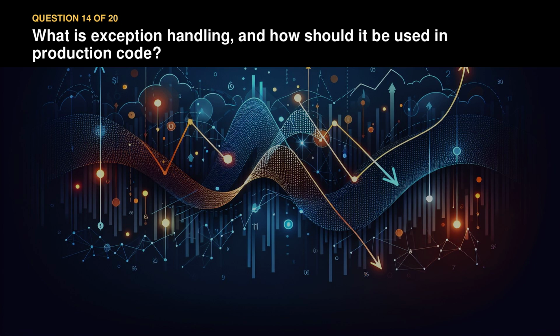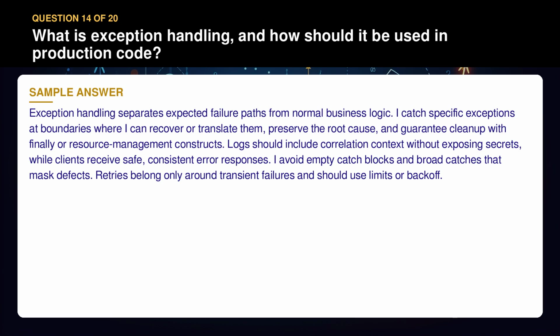Question 14. What is exception handling, and how should it be used in production code? Exception handling separates expected failure paths from normal business logic. I catch specific exceptions at boundaries where I can recover or translate them, preserve the root cause, and guarantee cleanup with finally or resource management constructs.